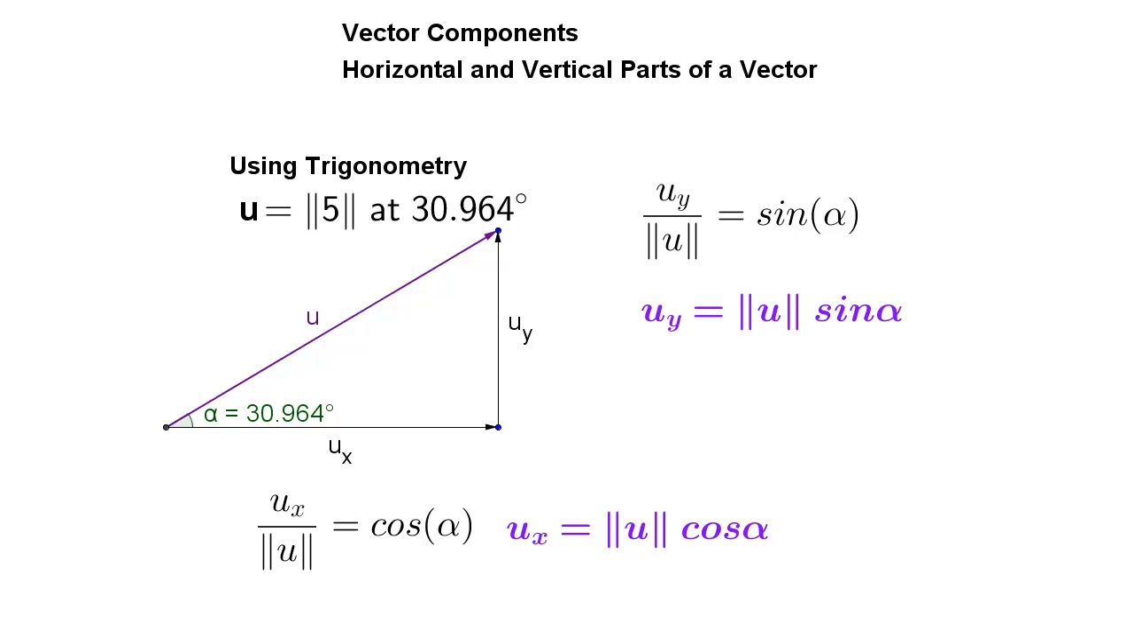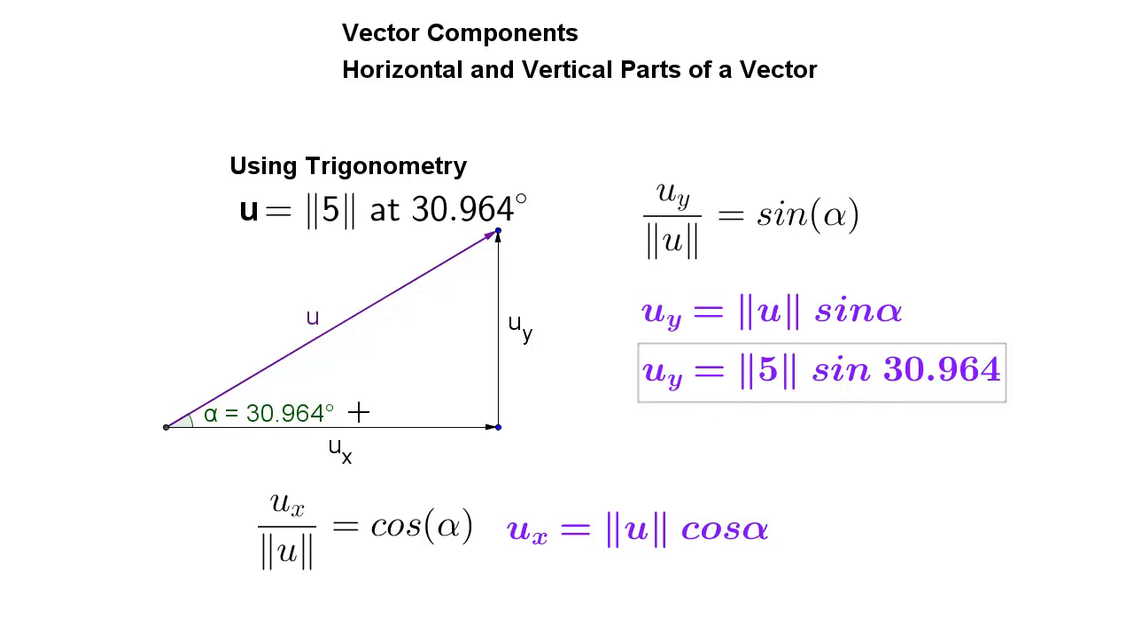So let's look at an example of this. Let's say we had a vector u that had a magnitude of 5 and a direction of 30.964 degrees, measured from the positive x-axis, rotated counterclockwise. We know that uy is equal to the magnitude of u times the sine of alpha. So that would be 5 times the sine of 30.964, or approximately 3.0. The magnitude of the vertical component is 3.